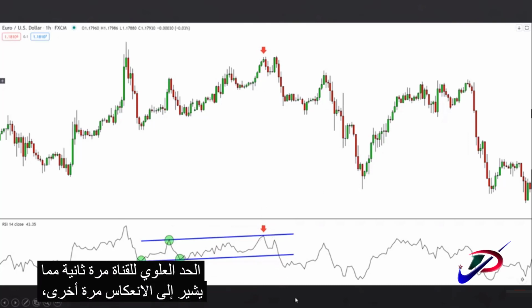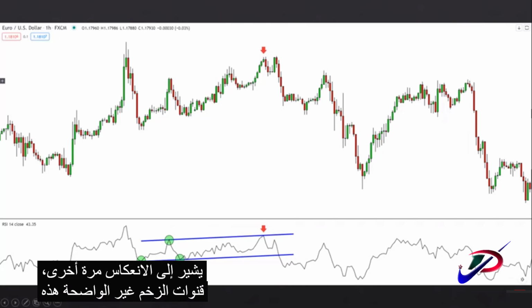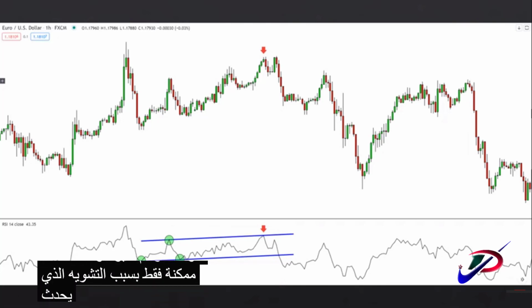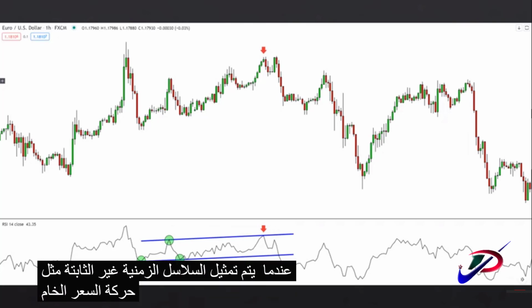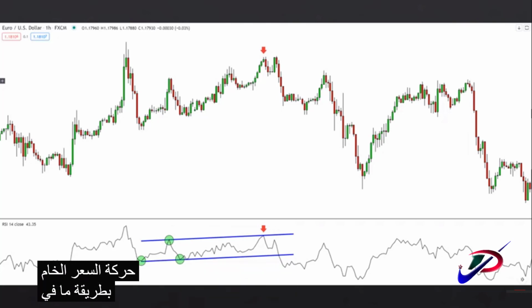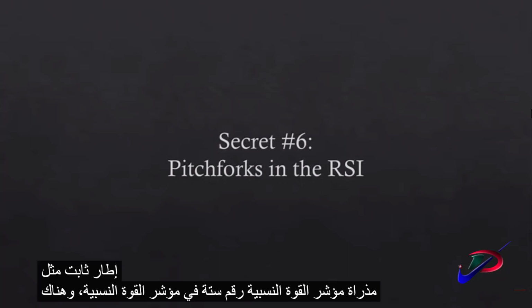Once again, these non-obvious momentum channels are only possible due to the distortion that happens when a non-stationary time series like raw price action is somehow represented in a stationary framework like the RSI. Secret number 6. Pitchforks in the RSI.